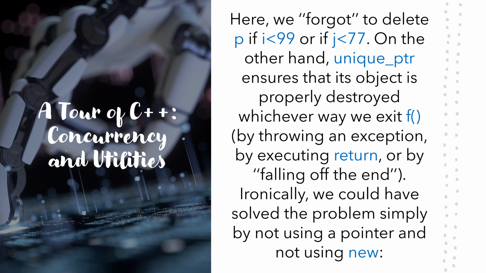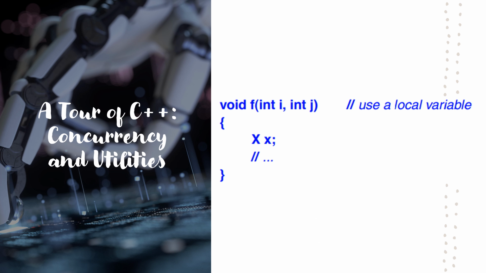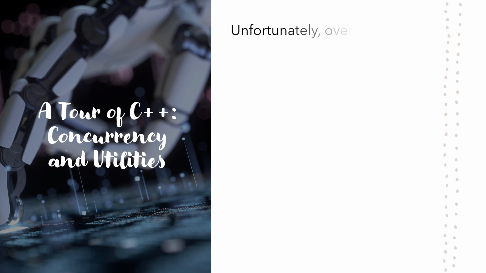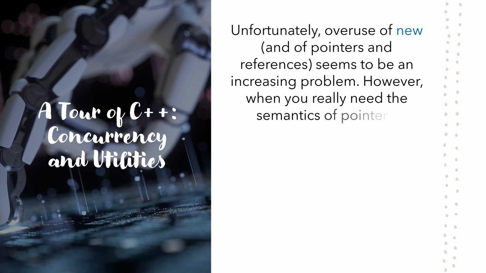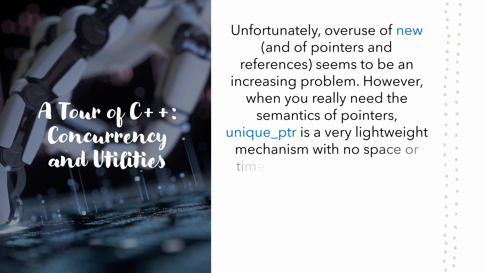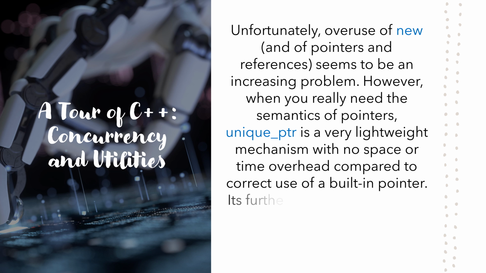Ironically, we could have solved the problem simply by not using a pointer and not using new. void f(int i, int j) // use a local variable: X x; ... Unfortunately, overuse of new and of pointers and references seems to be an increasing problem. However, when you really need the semantics of pointers, unique_ptr is a very lightweight mechanism with no space or time overhead compared to correct use of a built-in pointer.